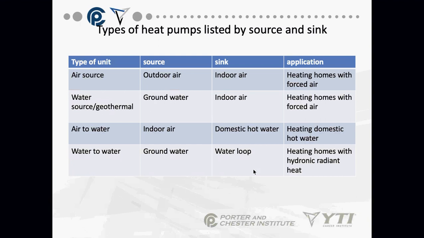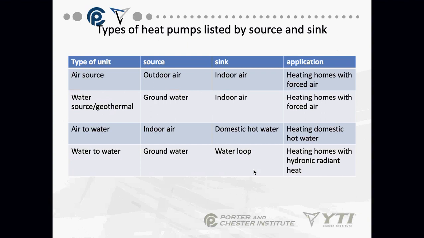So we have a couple of different types of heat pumps on this table. If the type of unit is called an air source heat pump, the source of the heat is the outdoor air. The sink, which is where the heat is going, is the indoor air. We use it in most homes and small businesses that heat and cool with forced air. We also have water source heat pumps, otherwise known as geothermal. The source for the heat is groundwater, and again, we move that heat to the indoor air using a coil. And again, homes, small businesses.